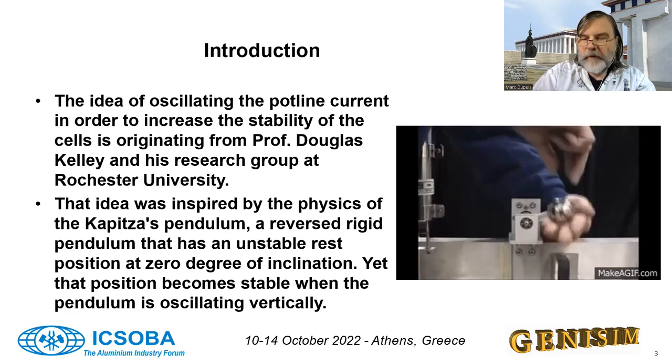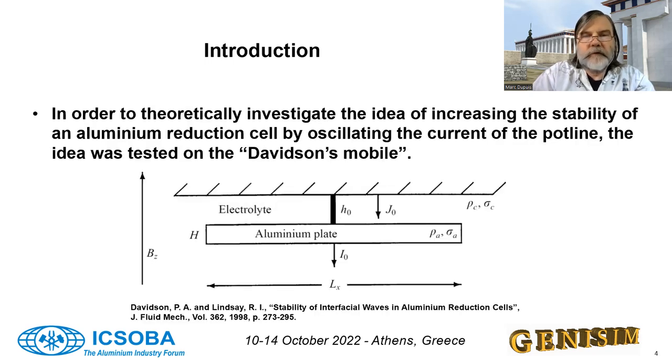So there are two types of vibration you can introduce. It's a vibration on the force, the Lorentz force. Here I'm presenting what I call the Davidson mobile. The Davidson mobile is an imaginary thing that behaves similarly to an aluminium reduction cell, but there's an analytical solution for the stability of this plate. So you have a plate here with two dimensions, a length in the X direction and a length in the Y direction. That's a rigid plate of aluminium on a pivot.